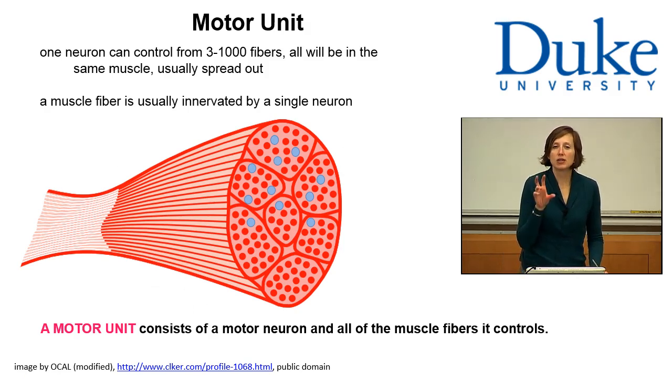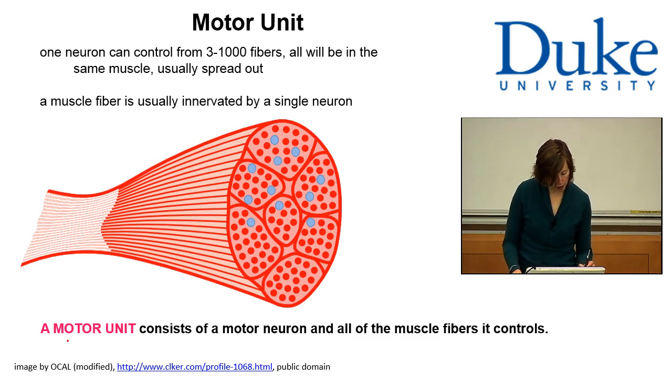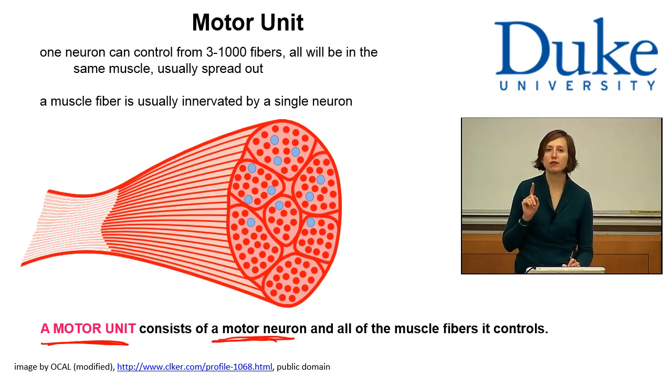We need to now consider that somatic motor neuron that we're just looking at in the spinal cord. What is it synapsing with? And so that comes to the definition of a motor unit, where a motor unit is a single motor neuron and all of the muscle fibers, which is the same thing as a muscle cell, that it controls.